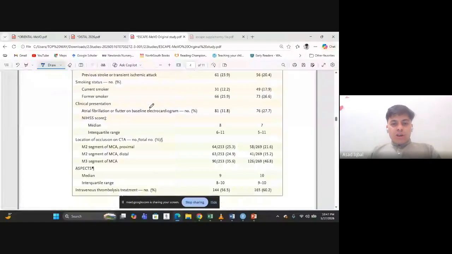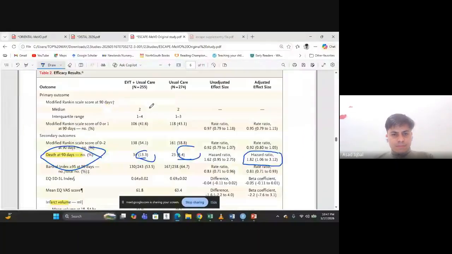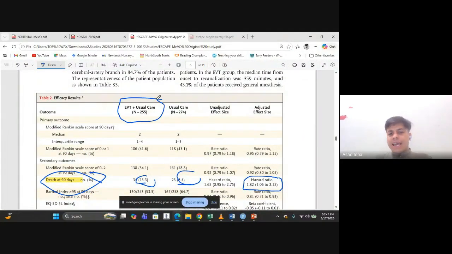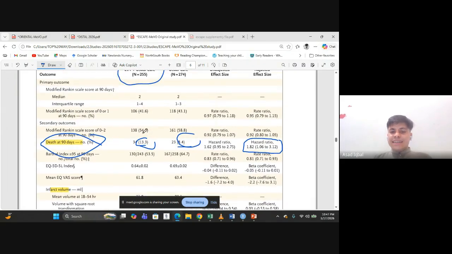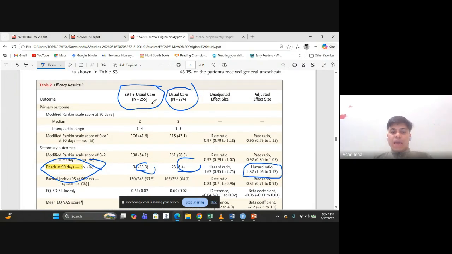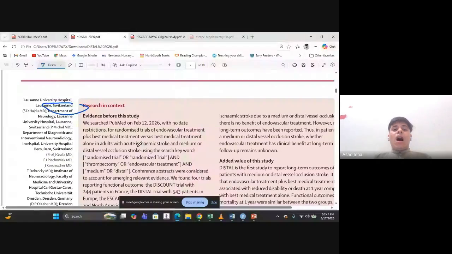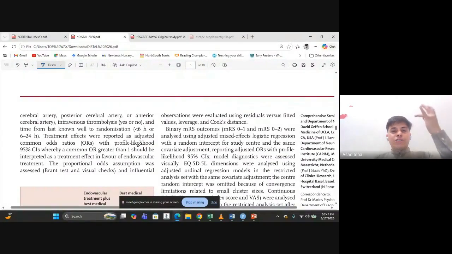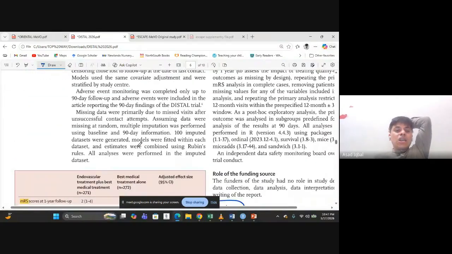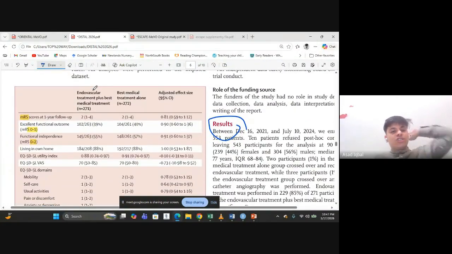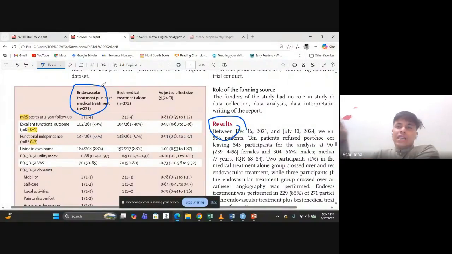And they see, with EVT plus usual care, best medical care, the death compared to the usual care. Actually, with the addition of EVT, is there any advantage if we add it to the usual care? Right. So they are assessing both things, and all three trials are on the same population, same intervention, and same control. They are assessing whether the addition of EVT to the best medical treatment benefits us, or it's futile. It's useless. If there is no difference, then why add EVT?